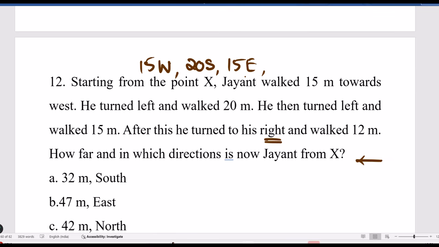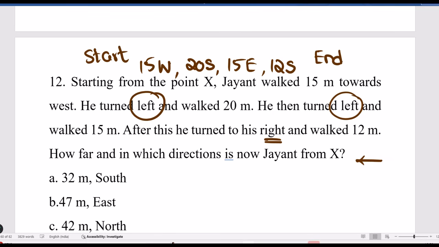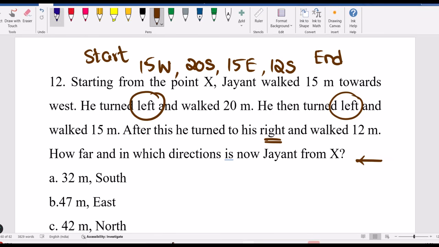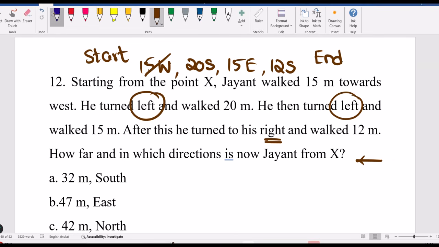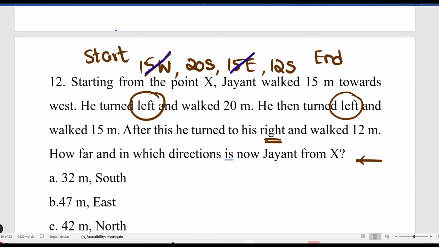Then again turn right. Right means clockwise, so you will come to south again. Now the distance from the starting point to where he ends up. The 15 west and 15 east are opposite, so they cancel straightforwardly. Both of the others are south, so we can add. So 32 south is the answer.